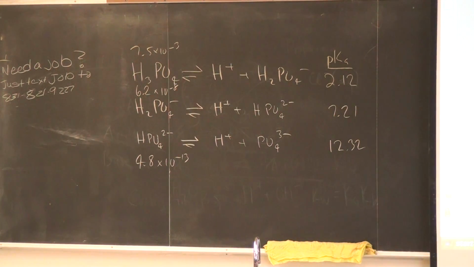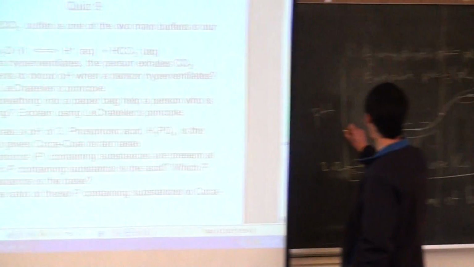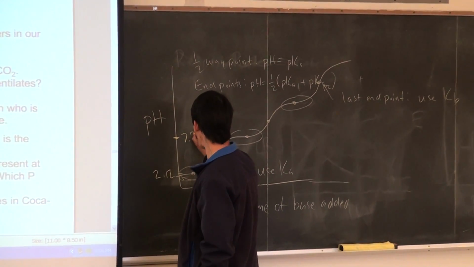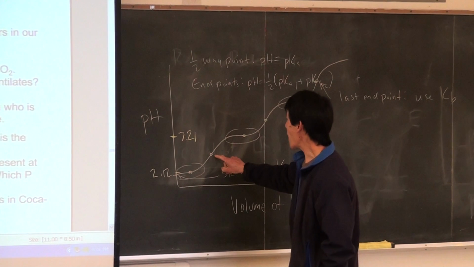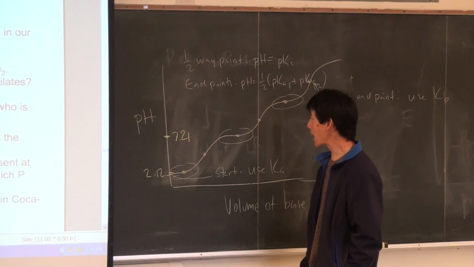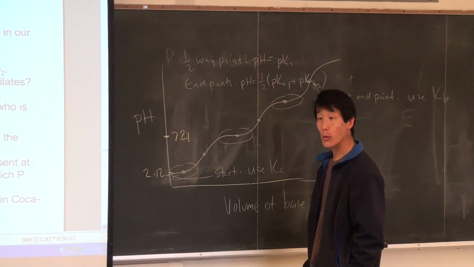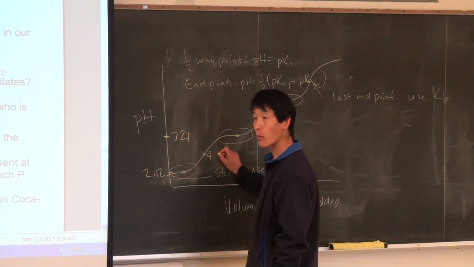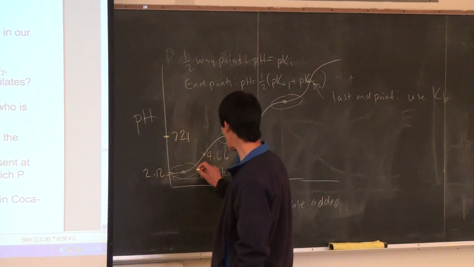Okay, so let's go to our titration curve. At the first halfway point, the pH is going to equal 2.12. At the second halfway point, the pH is going to equal 7.21. At the first end point, that's going to be the average of these two numbers. So that's going to be 9.33 divided by 2, or 4.66. Okay. pH 3 is right in here.